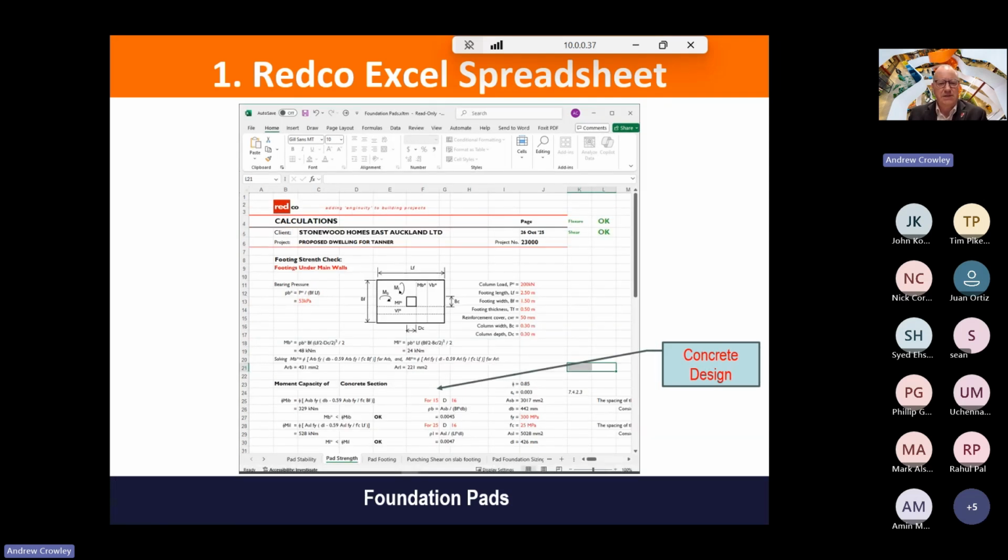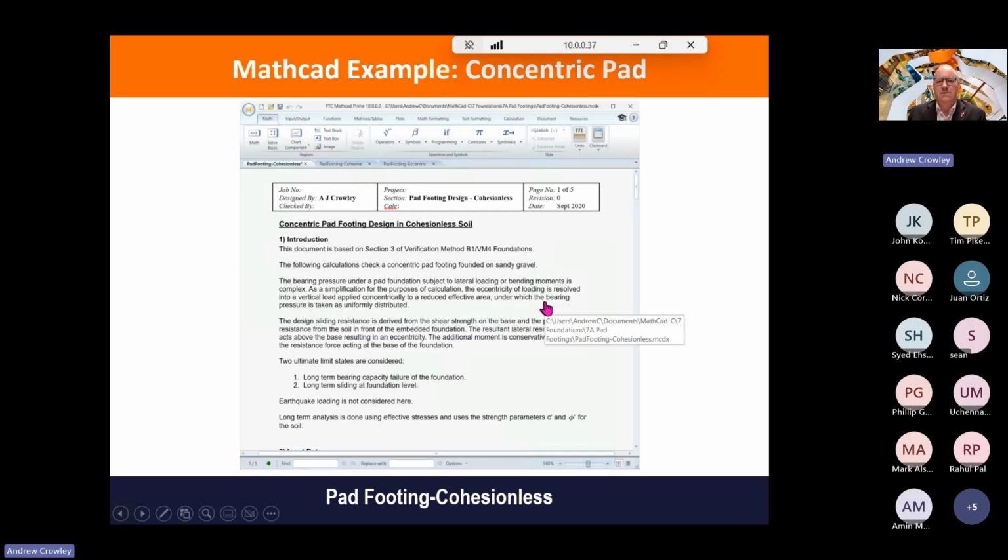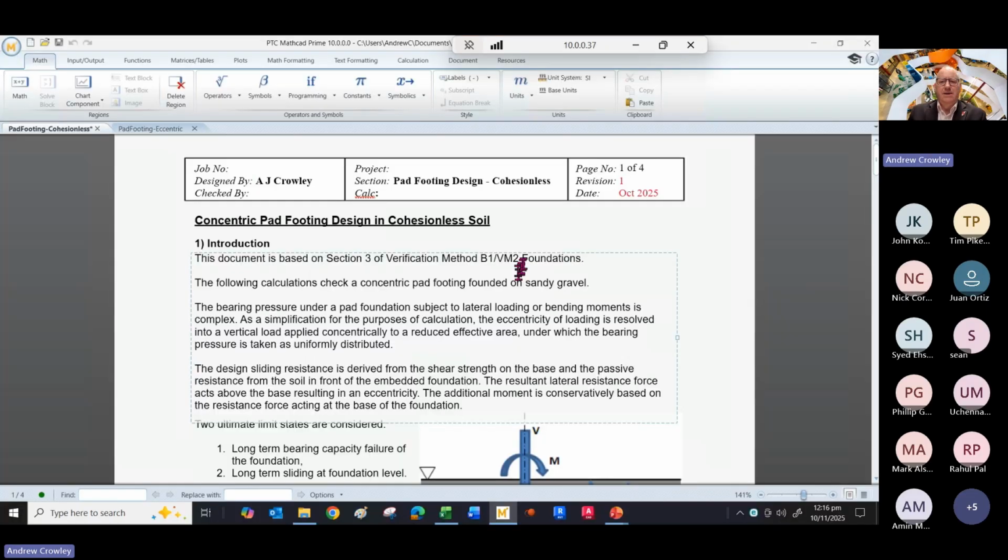The concrete section design is referred to another part of the code, and that's simply follow the concrete code and you'll get the design just as it is in a slab to define your tension reinforcement and your shear reinforcement if required. So let's go to the Mathcad and explain that all in long form. So here is the Mathcad for a concentric pad footing in cohesionless soils.